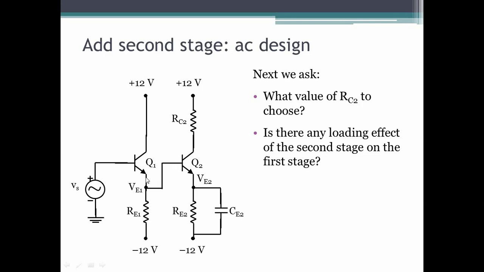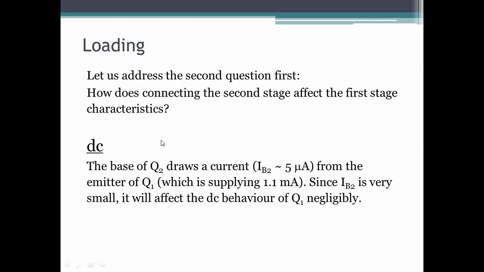The emitter current was about 1 milliamp, it was 1.1 milliamp. 5 micro is a very small fraction of 1.1 milli, which is 1100 microamps. So this 5 micro is really not going to affect the DC behavior of the first stage. So we'll ignore it. The DC behavior of the first stage remains the same.